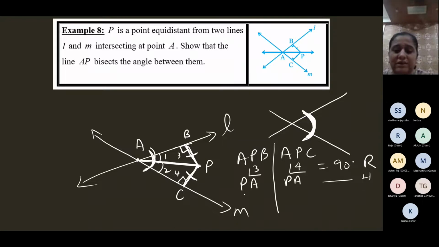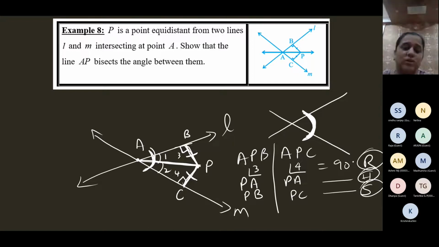And some other side. So we know that PB of this triangle is equal to PC of this triangle because equidistant. PB is equal to PC. This is given to us. So this is some other side. Right angle, hypotenuse, and some side. So by RHS congruence criterion, these two triangles are congruent to each other. So by CPCT, we have angle 1 is equal to angle 2, which means AP bisects the angle between L and M.